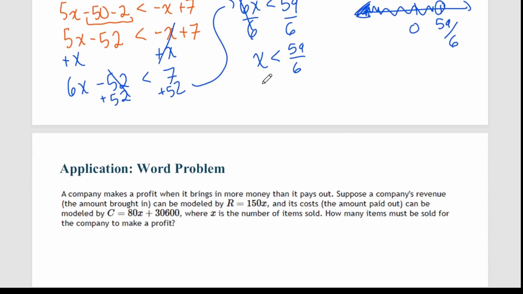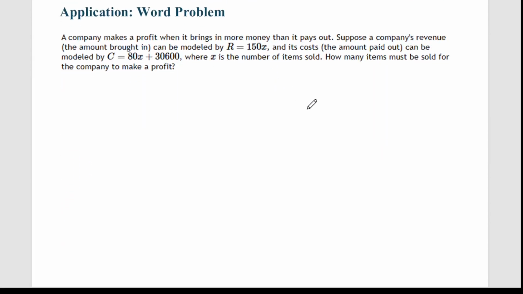Last but not least, let's talk a little bit about how we might apply linear inequalities to a real-world scenario. So here we have a company that's making a profit, which means that it needs to make more money than it pays out, paying out costs of running the business, your salaries, your rent, etc. So suppose its revenue, which is strictly just the money that's being brought in, is represented by R equals 150x. And it costs 80x plus 30,600 in order to run the company. How many items need to be sold to make a profit?